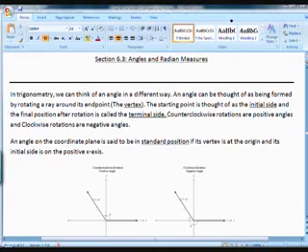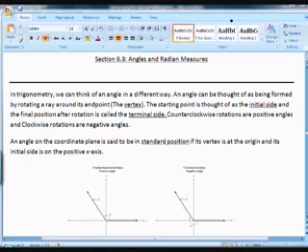6.3 angles and radian measures. A lot of what we're going to do today is, well, you have seen it before last year. We're going to get into a little bit of new stuff, which is kind of physics, a little bit of physics. So here we go. It says, in trigonometry, we can think of an angle in a different way.